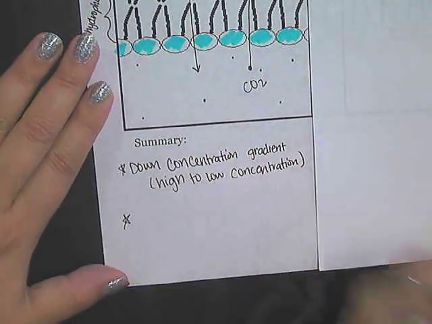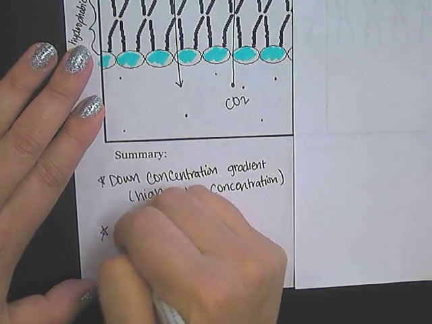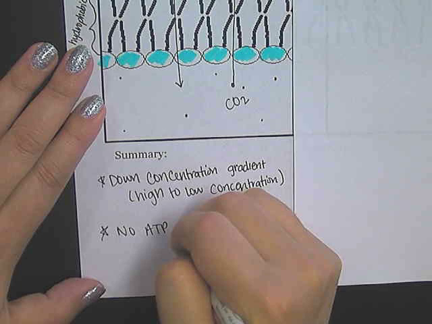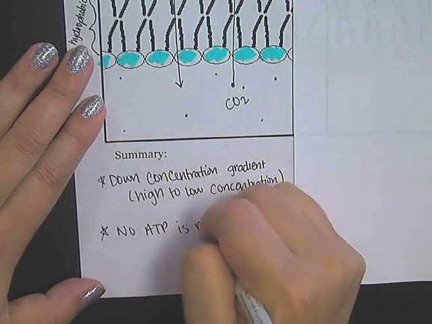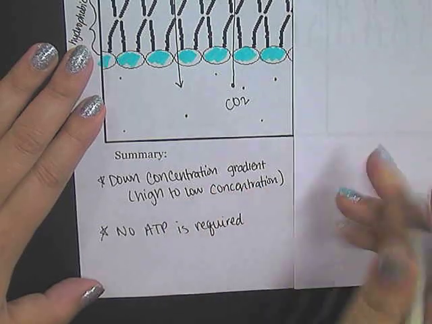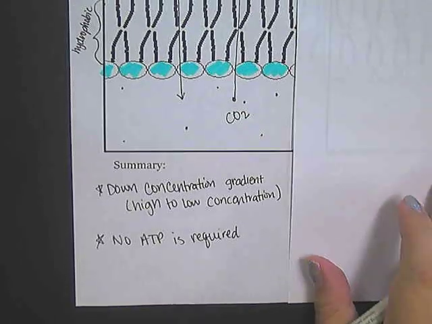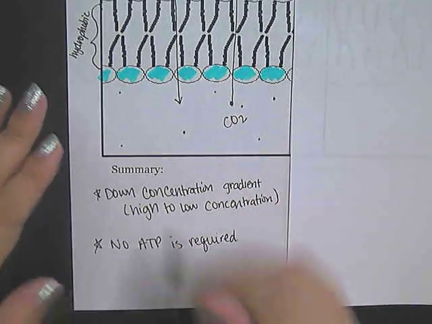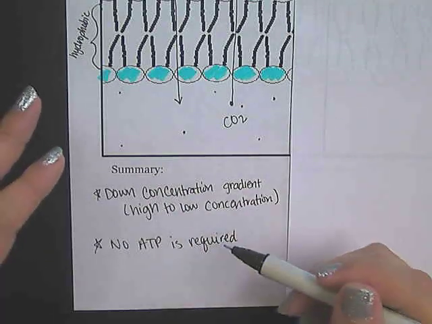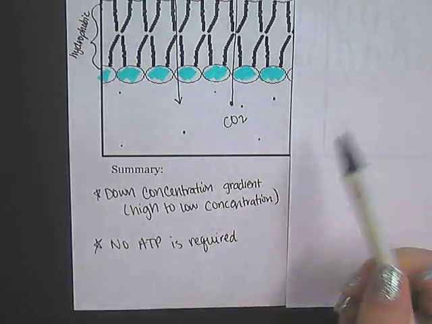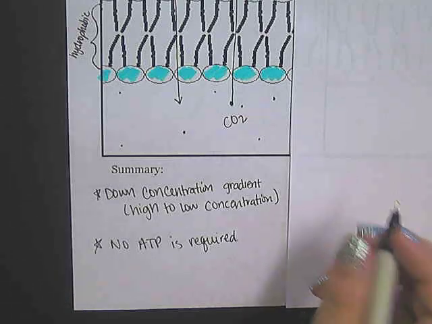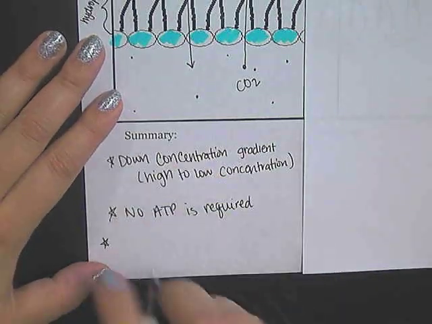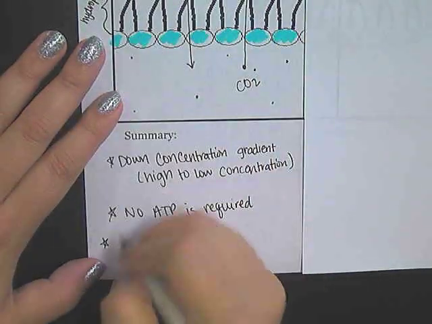The last thing about simple diffusion is that no energy in the form of ATP is going to be required. So no additional energy other than the kinetic energy that's involved. But speaking of rate of diffusion, I am going to go ahead and add things that are going to affect how quickly things are going to be able to move.